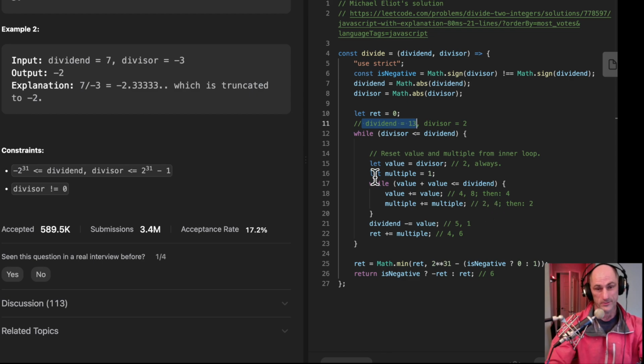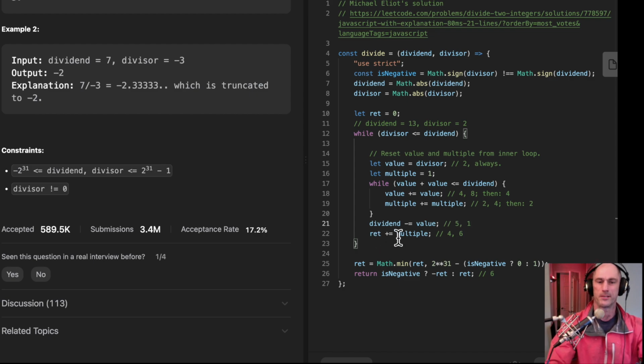Okay, so now value is 8. 8 plus 8 is 16. Less than 13? No. So we're done with the inner loop for now. We'll exit that inner loop. We go into the statements after that. Dividend, we subtract value from dividend. What was value? Value was 8. Dividend is 13. So now dividend is 5, from 13 minus 8.